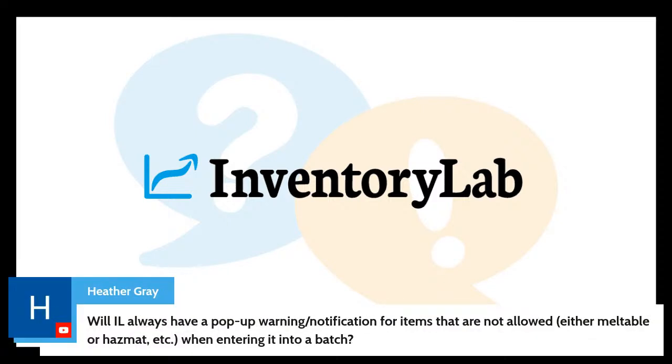Heather asks, will IL always have a pop-up warning notification for items that are not allowed, either meltable or hazmat, etc., when entering it into a batch? Some of those items, like the brand gating, we get sooner in the process. And the API, they're always making changes to that. So we're always going to give you that information as soon as we get it. But we are adding some new features that will hopefully be out this quarter that should help you in that. I don't want to say anything yet, but we'll definitely announce it in our newsletter. So make sure you're signed up there.